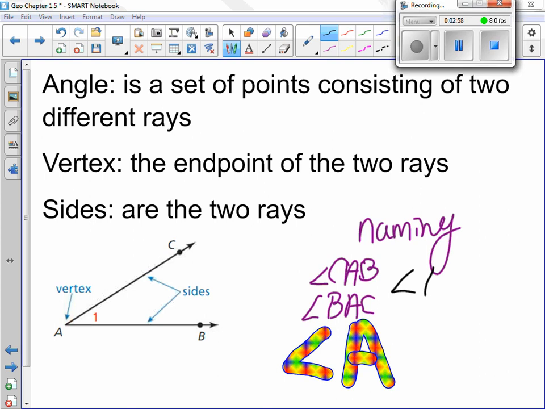So obviously that jumps, so I'm going to just say this one more time. We can name it using the 3 letters. We can name it using the vertex if it's the only angle there. So we can call this angle A. Or we can use the number inside, so angle 1. So these are different ways to name it here. Questions on this here? We good with this here?